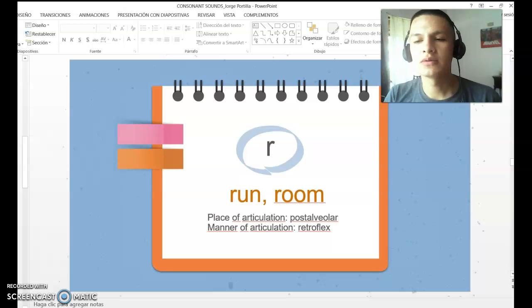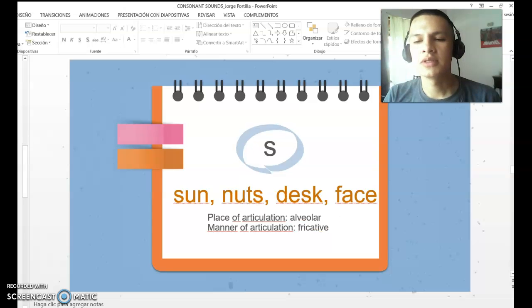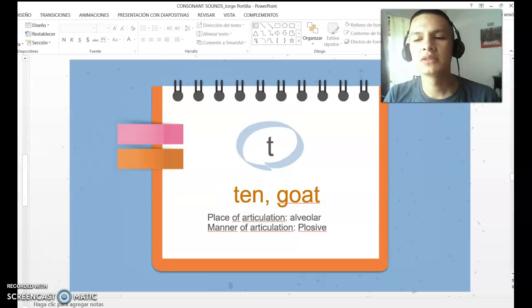The R sound, run, room, is also alveolar and retroflex. The sound, sun, nuts, desk, face, is alveolar and fricative. The T sound, ten, goat, is alveolar and plosive.